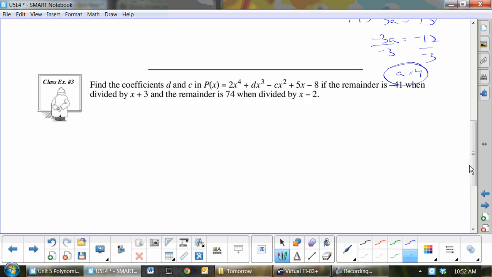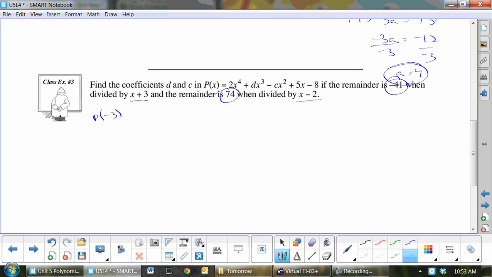So what I'm going to do is they give me two pieces of information. That if I divide it by x plus 3, I got the remainder of negative 41. If I divide by x minus 2, I get the remainder 74. Okay? So those are my two equations. I just have to set them up. So the first one would be p of what?